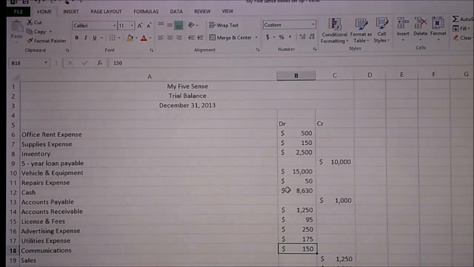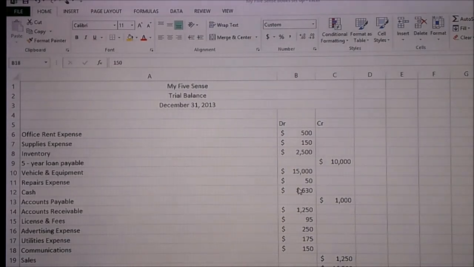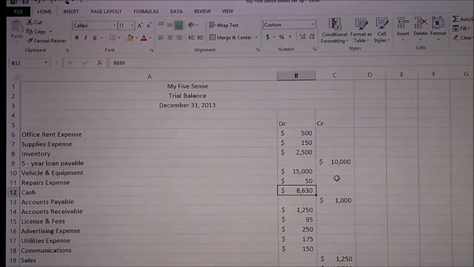After subtracting all those payments from that $10,000 loan, it leaves Bob with $8,630 in cash. Cash, that's an asset, so it's in the debit column.